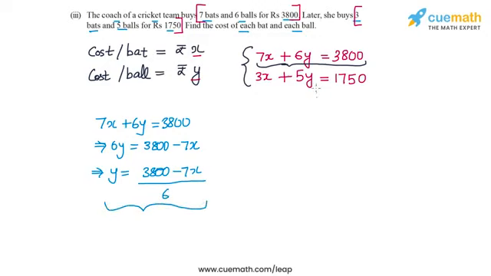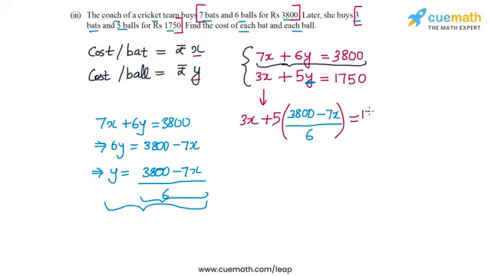And now in the second equation, instead of y, I will substitute this expression in x. So let's do that. What we'll get from the second equation is 3x plus 5y, and instead of y I will write this expression in x, which is (3,800 minus 7x) by 6, and this should be equal to 1,750. Now this equation that we get is an equation in x alone. So let's solve it to find the value of x.